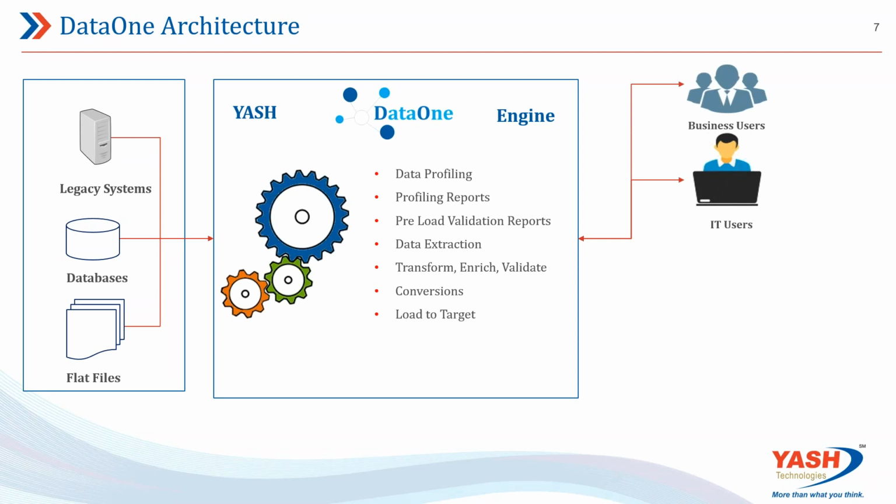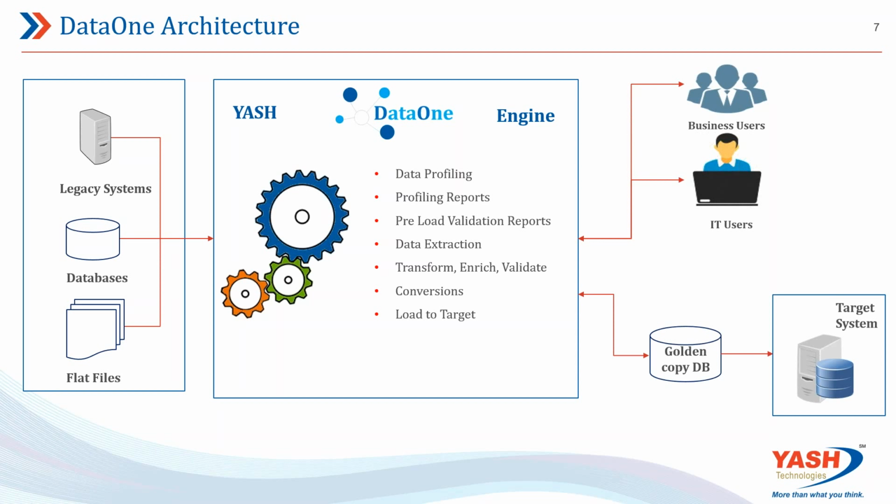And the business and IT team from your organization get to interact with the system to help define this process, help manage this process. With the interaction with the business and IT and implementing the different business requirements, finally the data is cleansed and loaded into a centralized golden copy database, which becomes your master data repository for all your master data. And from there, the data gets loaded into the target system. Now, one last feature is, like I mentioned, the ability to extract data from your target system, pump it into the DataOne engine, and redo this entire cleansing process, and load it back.